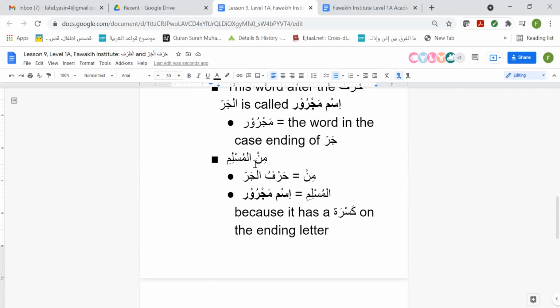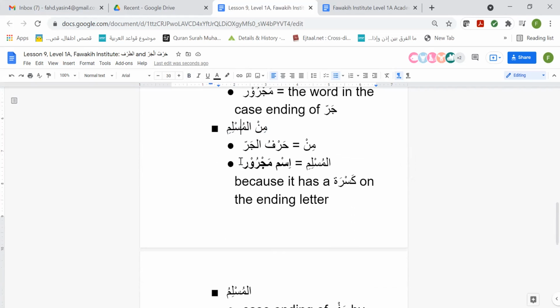And that is determined, as you will learn, based on whatever letter or harf or preposition comes there. In this situation it is min. Min is known to be a harf jar, without a doubt, by unanimous agreement among the grammarians. Therefore, the word after it has to be in the state of jar. I hope that makes sense.